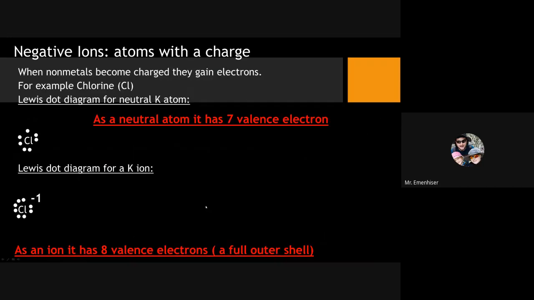Negative ions, atoms with a charge. So when nonmetals become charged, they gain electrons instead. So let's look at chlorine for an example. Chlorine is in group 7. So he will have 7 dots. Notice 7 dots over here. So this is the Lewis dot diagram for the chlorine atom.